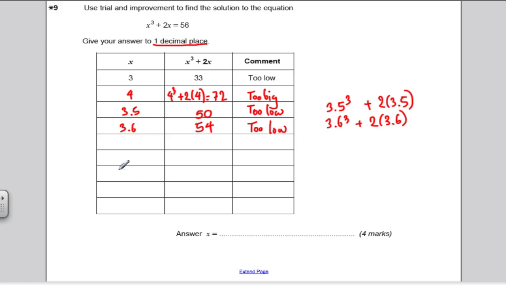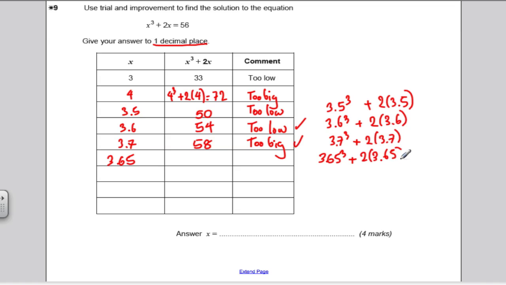So you have to keep going to your two highs. So 3.7 is going to be the obvious choice. You do 3.7 cubed plus 2 times 3.7 again, and you get yourself 58, which is too big. Now at this point, you have to try halfway in between the one decimal place that was too low and the one decimal place that was too big. You have to try 3.65. So you do 3.65 cubed plus 2 times 3.65.